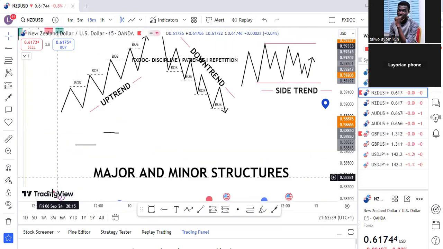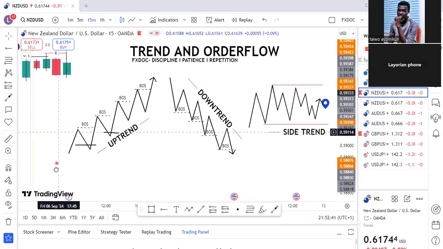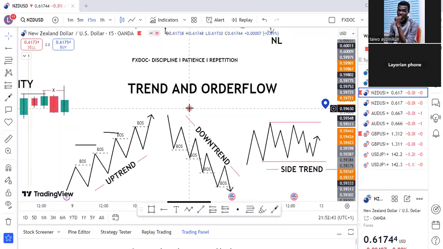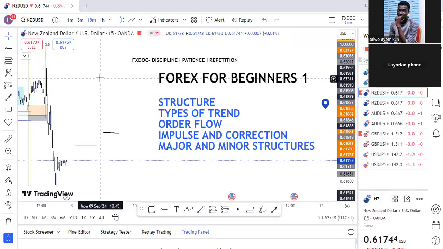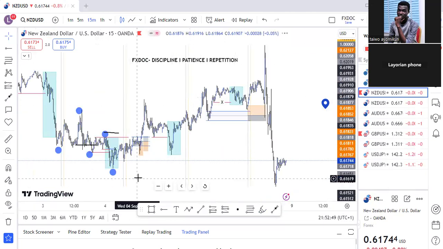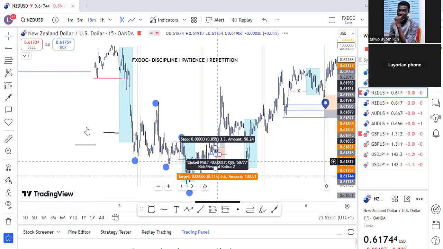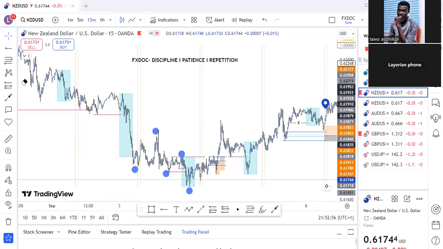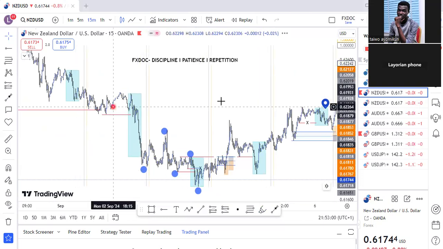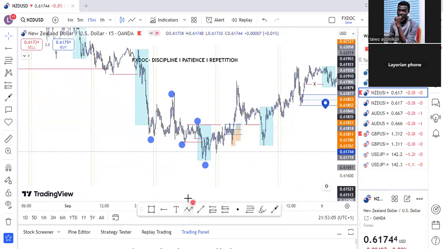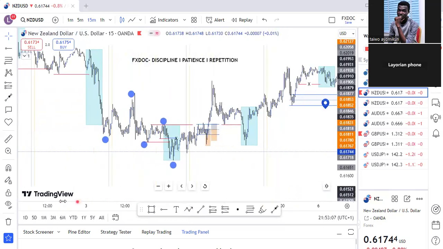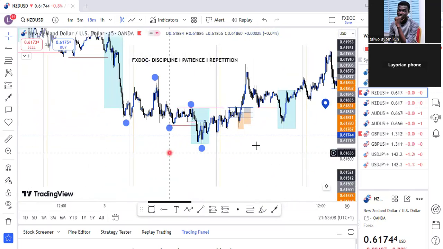So let's quickly do something. Now that we have some level of understanding about trend structure and things like that, let's see what it looks like on the chart. Wow, this is cool. I already have this marked up right here. This is the trade of last week. Today is Monday, so these are the trades of last week. You can see what I marked here. So this is the practical right here.